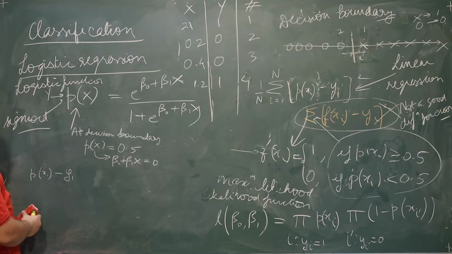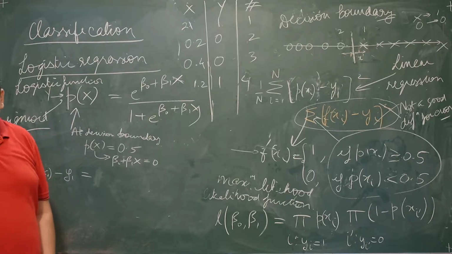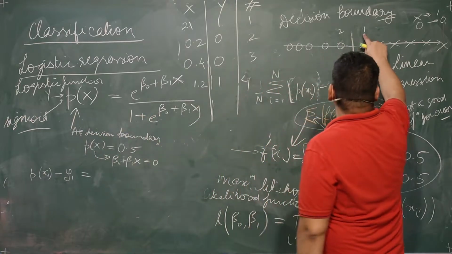So px1 minus y1, px1 minus y1 is going to be what? So that x dash distance, is it on the x-axis? Yeah, it is on the x-axis. Okay. So that is the distance between the decision boundary and my point.